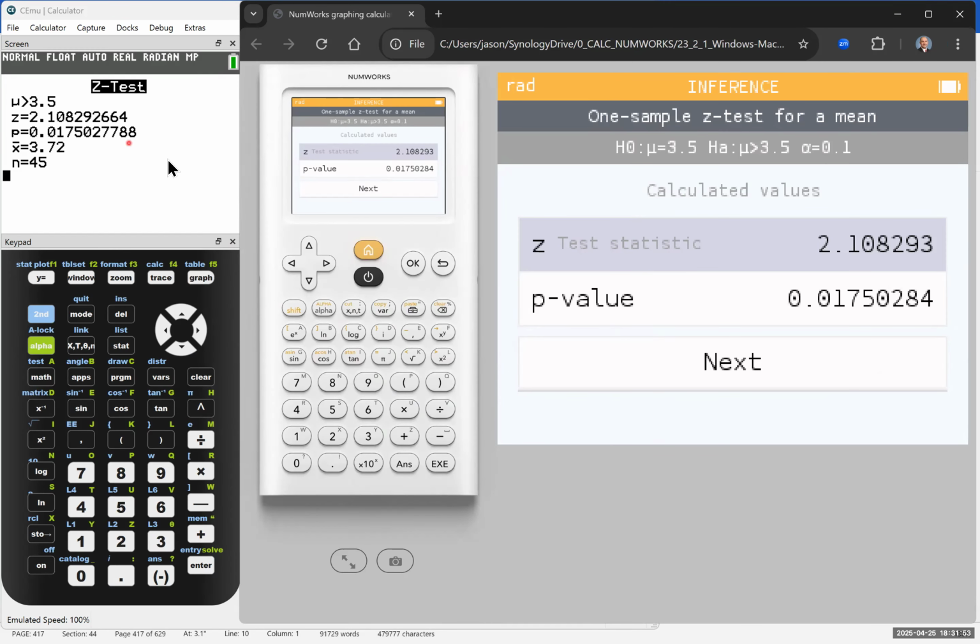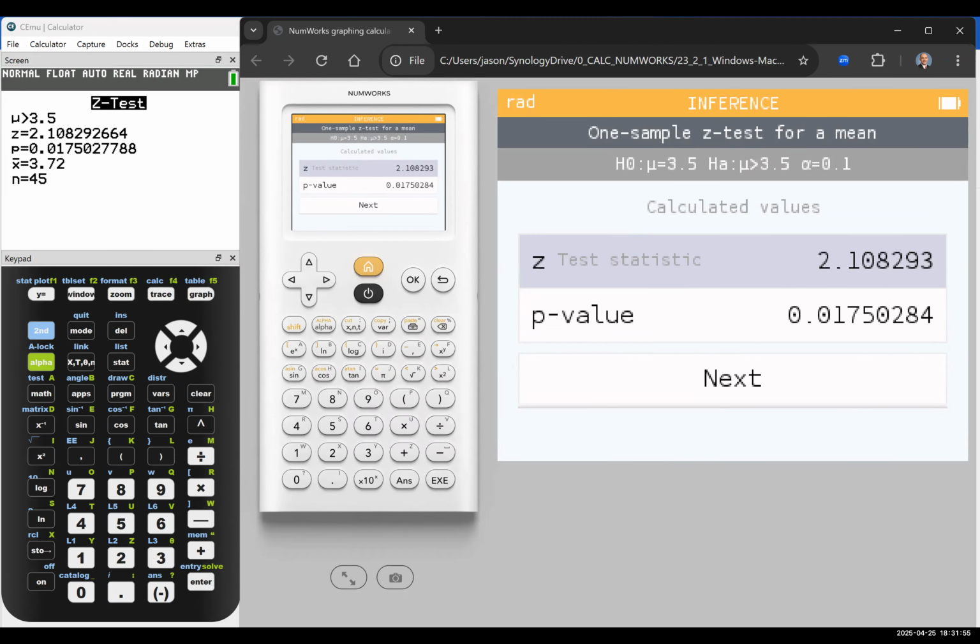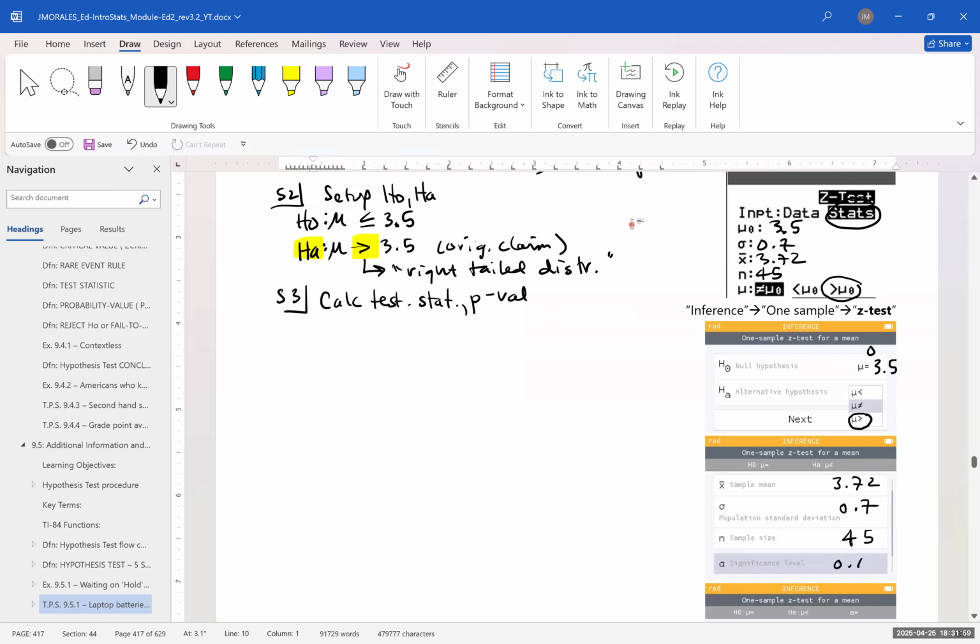All right, so let's go here and just go ahead and write that down. Our test statistic is 2.108, and our p-value is 0.0175.